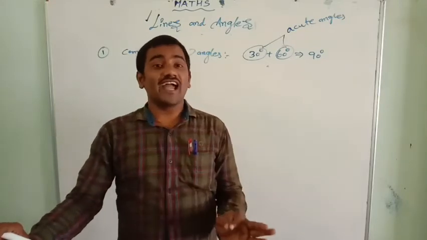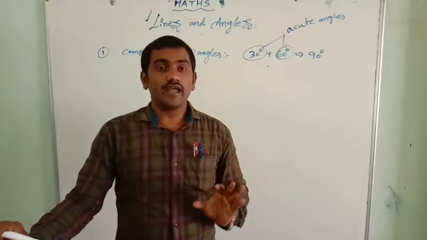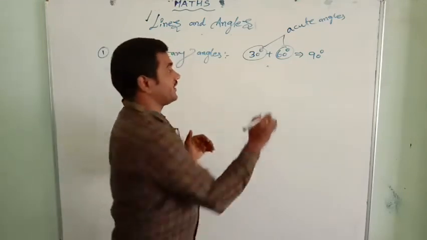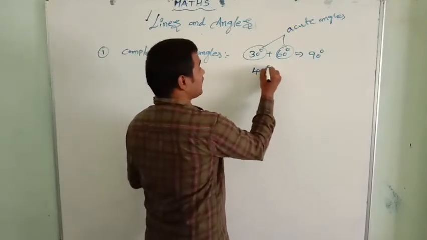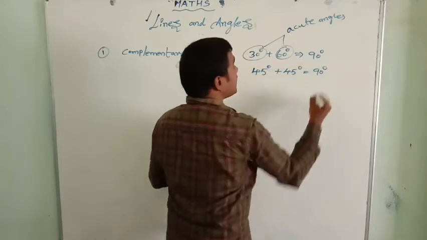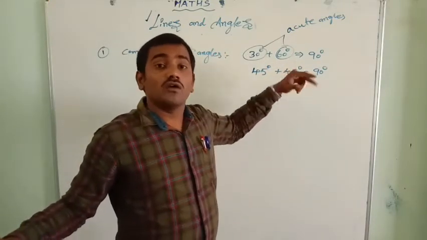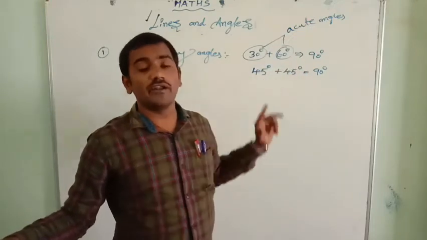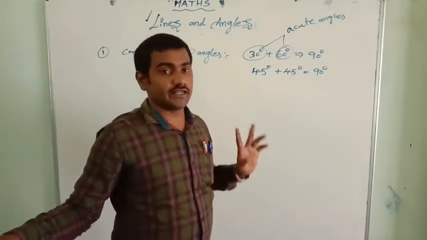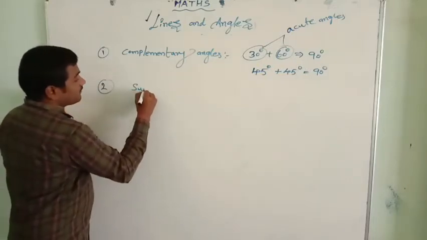The complementary angles which are equal to each other are 45 degrees and 45 degrees. These two angles are the same, equal to each other, and make a complementary angle, that is 90 degrees. Next we have to learn about supplementary angles.